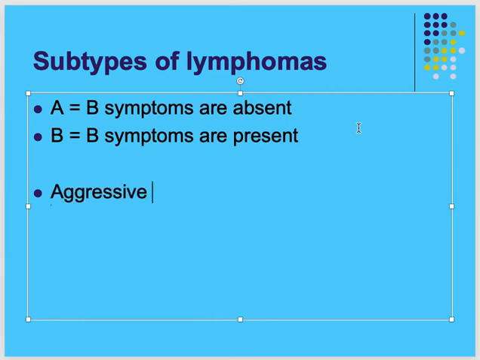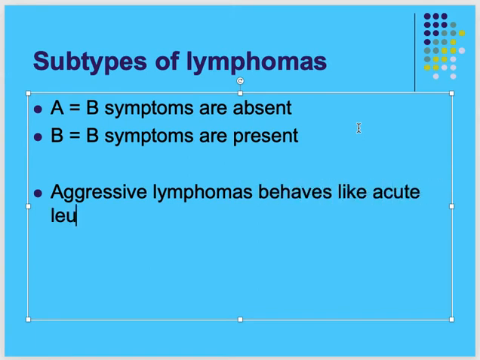Aggressive lymphomas behave like acute leukemias. Okay, very important, right? So now most of the lymphomas, guys, they occur due to translocation of chromosomes between two chromosomes, okay, and there are different translocations which are identified.